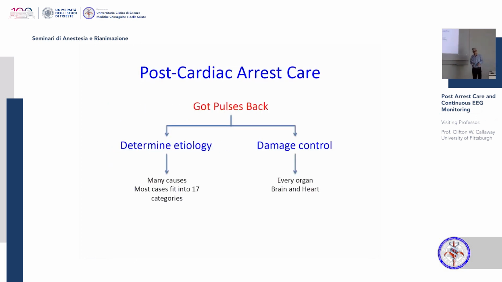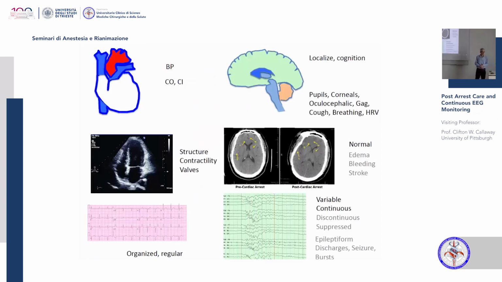This is review. Last time I said that post-cardiac arrest care is really two main activities. When I have a patient who has cardiac arrest and you resuscitate and you have pulses back, I must discover the etiology to fix that, and then I must also treat all the organs that are damaged, particularly the heart and brain. I also like to make a prognosis, and understanding what's going on with the heart and brain is part of making a prognosis, and it's also part of taking care of the damage.